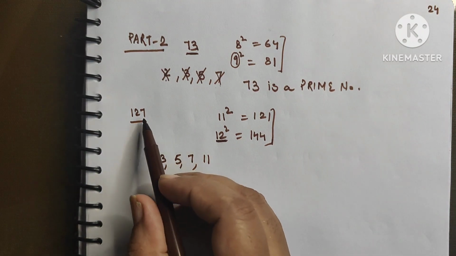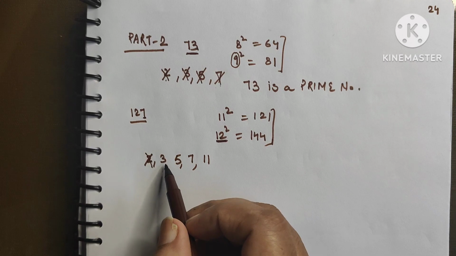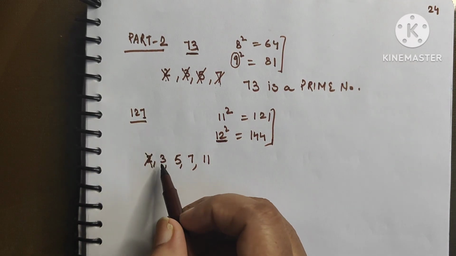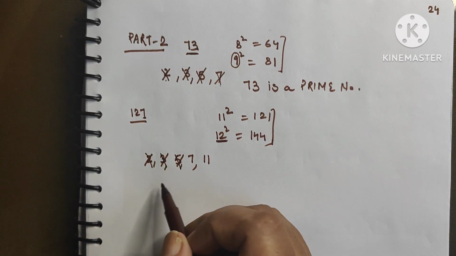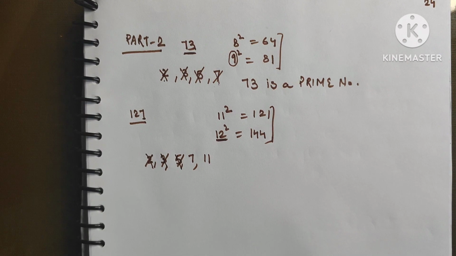Start checking. It will not go by 2 as the end digit is not even. It will not go by 3. Check 3: 4 times 12, and by adding the digits also it's not going. 5 surely it will not go. You check by 7. There is a divisibility of 7 also, children.